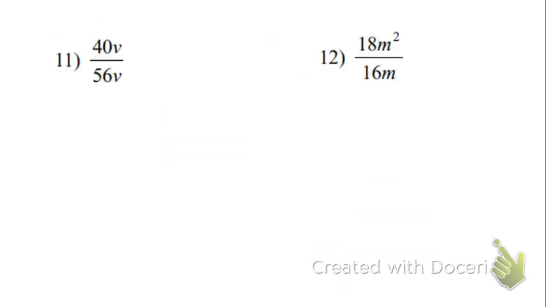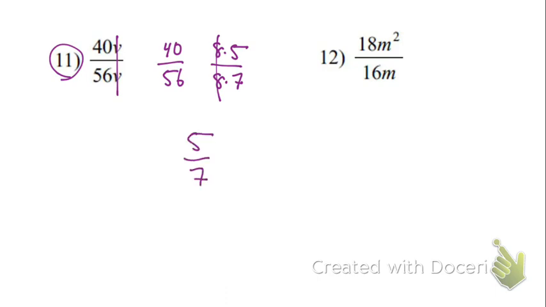And last but not least, I'll do the bigger numbers here. So I got 40 and 56. Now, we are looking at the v's. The v's just automatically go away. So now all it is is simplifying a fraction. I have 40 over 56. I know they're both divisible by 8. So it's the same thing as 8 times 5 over 8 times 7. 8's go away. I'm left with 5/7.